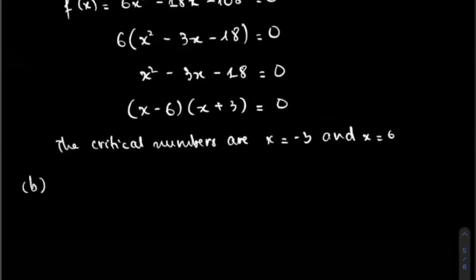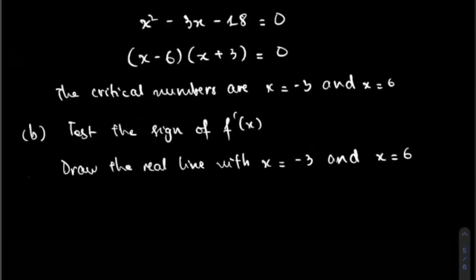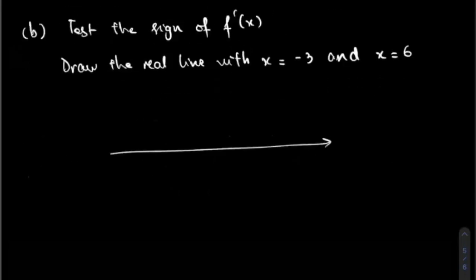The next part is to test the sign of f prime of x. For this test, you have to draw the real line with the critical numbers on it. So draw the real line with x equal to -3 and x equal to 6. This is -3, this is 6, this is x, this is f prime of x. At -3 and 6, those are critical numbers, so the derivative is going to be 0 at those points.